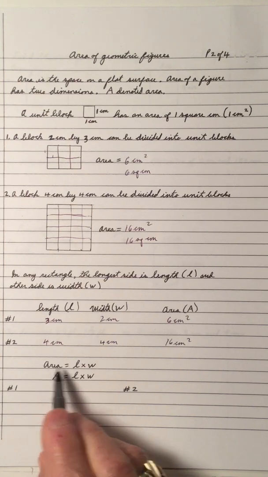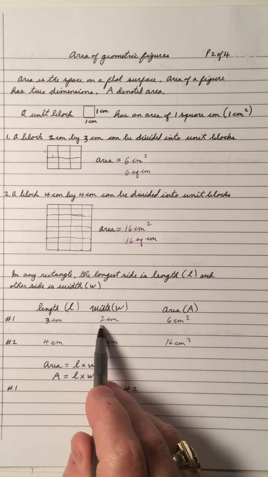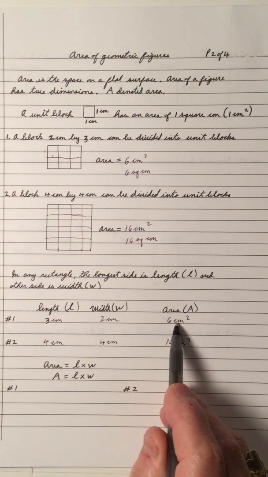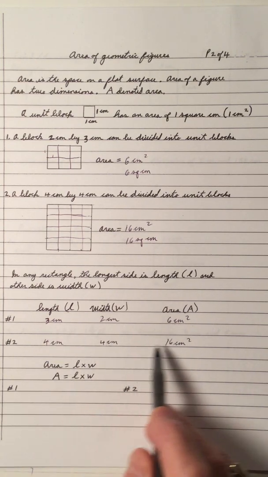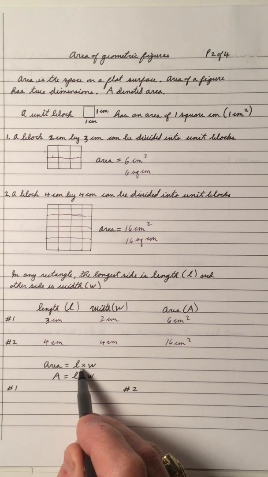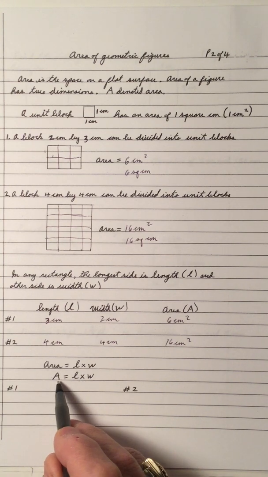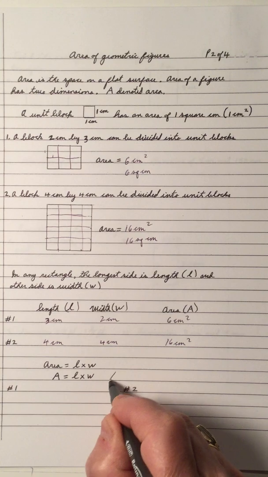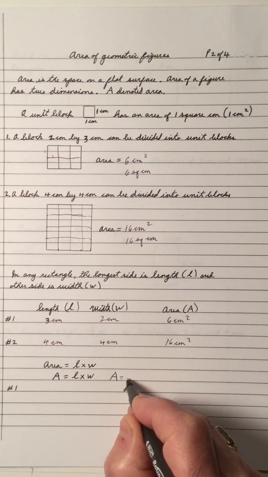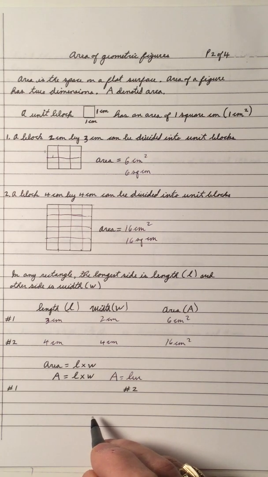But if you look at these numbers, 3 and 2, it looks like you're multiplying to get 6, and 4 and 4 multiplying to get 16. So the area of a rectangle really could be the length times the width, or A denotes area, length times width. Sometimes you'll see it written down as A equals LW, understood to be a multiplication.